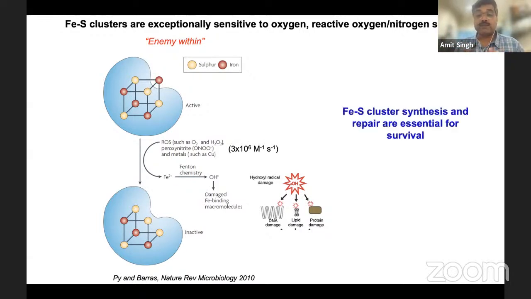Therefore, it's very important for us to understand how iron sulfur cluster synthesis and repair are regulated, what the biogenesis pathways are, and how cells actually sense when they need to repair iron sulfur clusters, when they need to synthesize them, so that they can overcome the damage caused by deleterious redox mediated events.